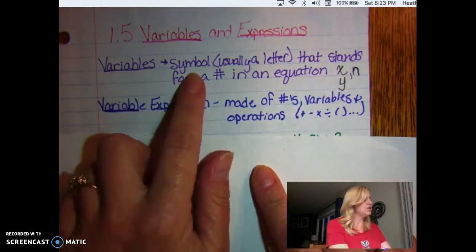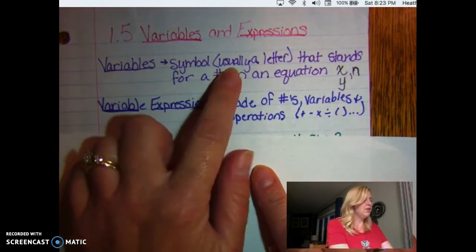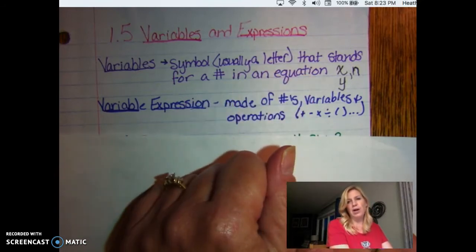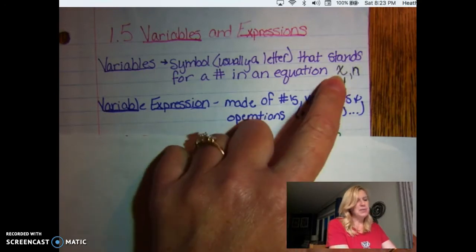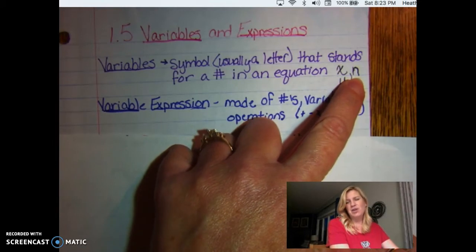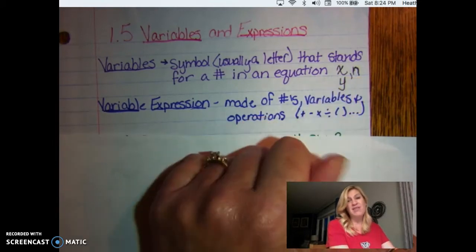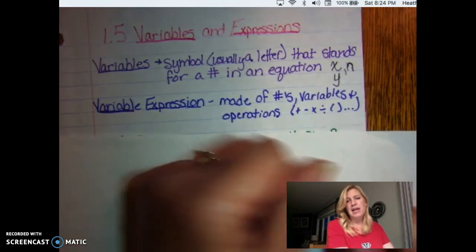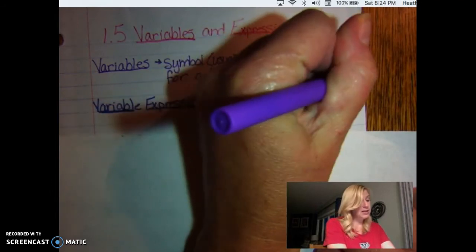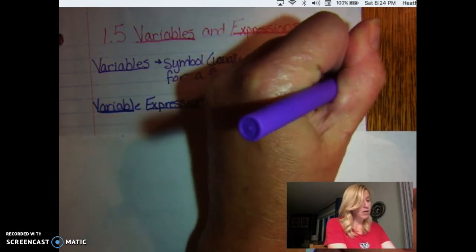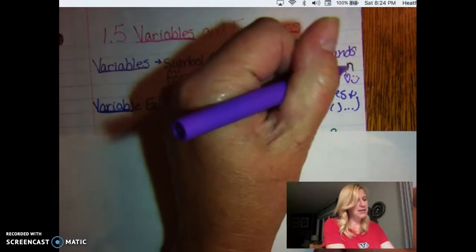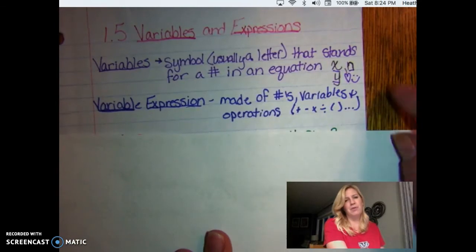So a variable is just simply a symbol, usually a letter, that stands for a number in an equation or an expression. So a lot of times you're going to see X. Notice I'm using the cursive for X. A lot of times you'll see an N or a Y. You may even see an A and B. It can be any letter, or it can be a symbol, so it could be even a heart, or it could be a smiley face. Could be anything. But generally speaking, we use alphabet letters when we're doing variables.